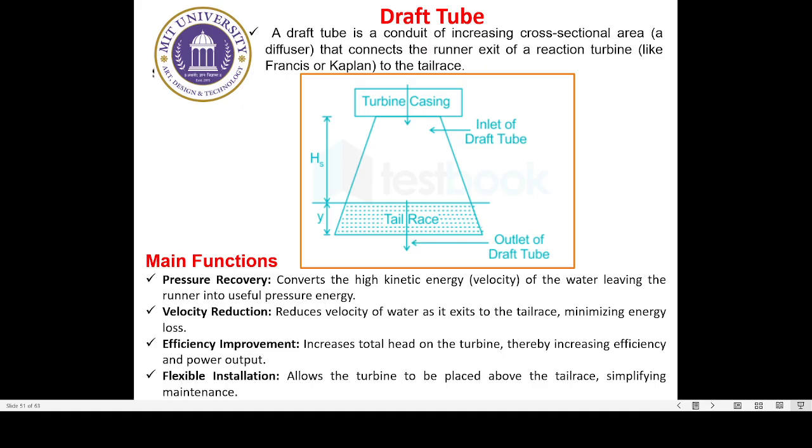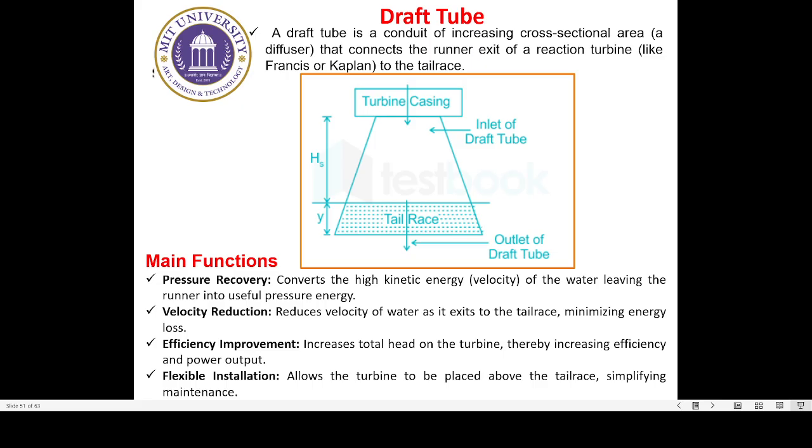The draft tube, in addition to serving as a passage for the discharge of the water, also serves some other purposes as well. The other important functions which can be performed by the application of the draft tube, we can identify them as the pressure recovery. It converts the high kinetic energy, that is the velocity of the water which is leaving the runner, into useful pressure energy.